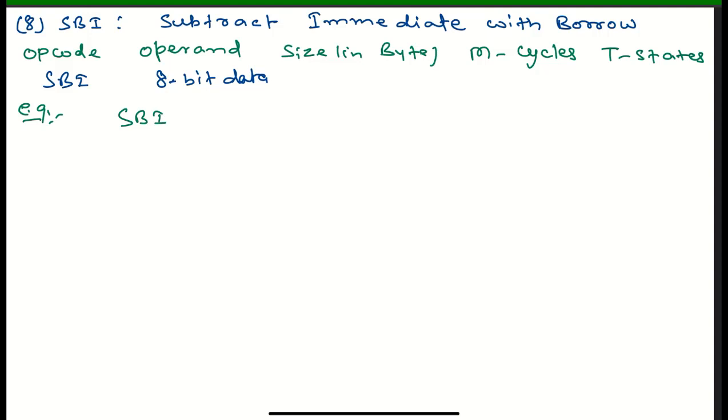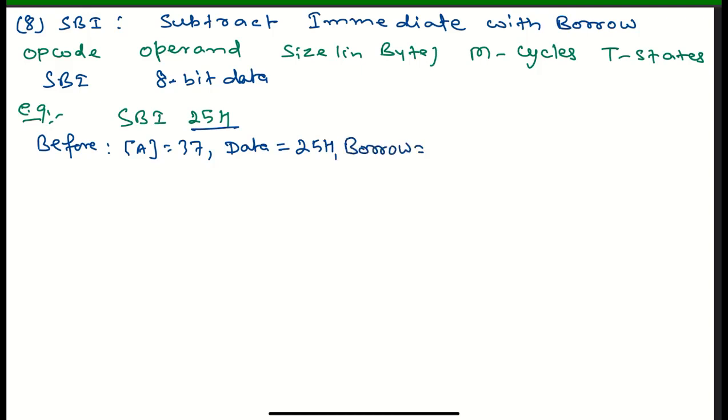SBI 25H. So before execution of this instruction, let's consider that the accumulator contained 37H. This data, whatever has been mentioned here, that is 25H, and the status of the borrow, we can consider this here as a 1. So how will it store the result?